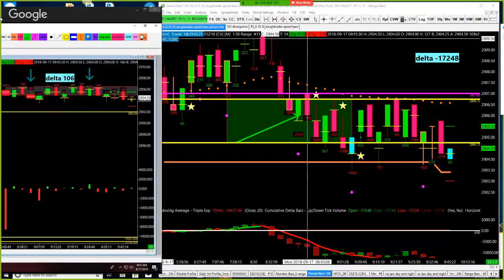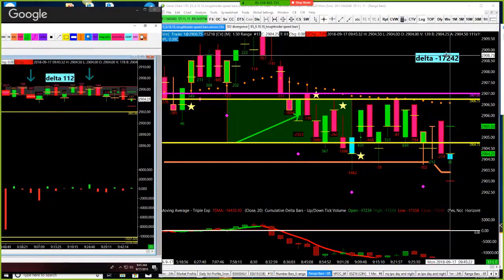Watch cumulative delta. A lot of times when we cross that 20K barrier, we'll get a quick roll down. This is just taking a lifetime.